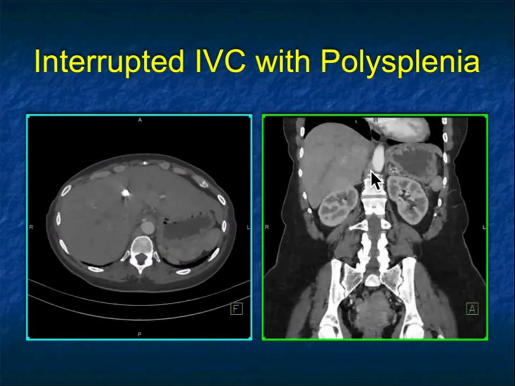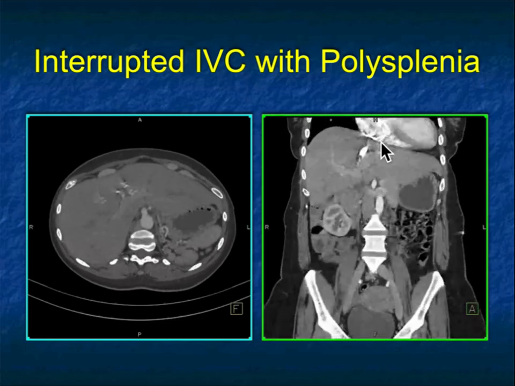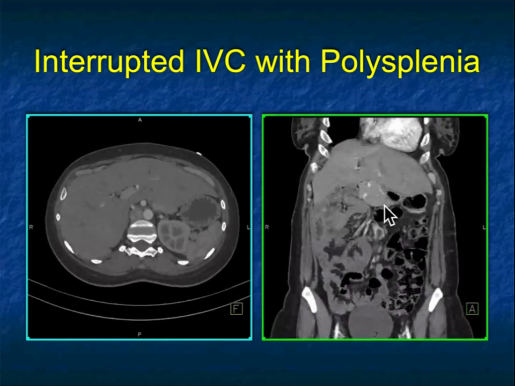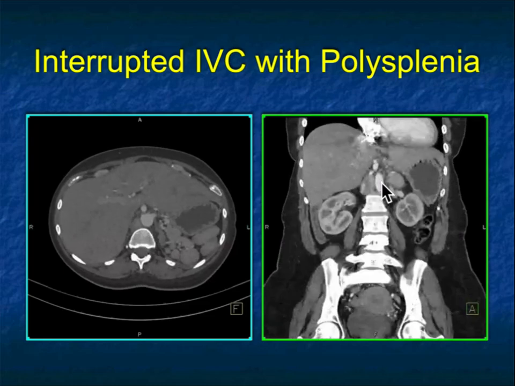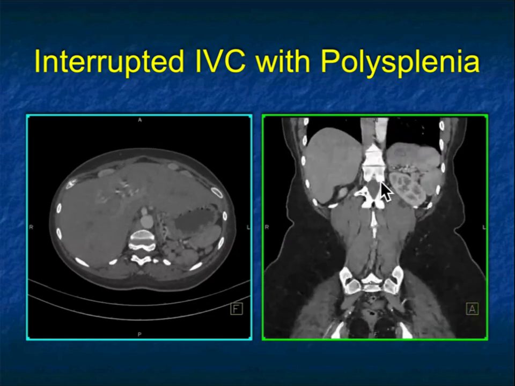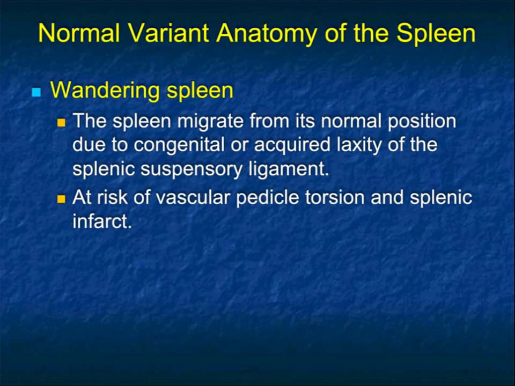And here again, I'm just showing you that interrupted IVC with polysplenia. Just a very nice example. And you can see, we'll scroll back and take a better look at it right there. Okay? Now, other things to think about, and the last thing I'll leave you with is a wandering spleen.